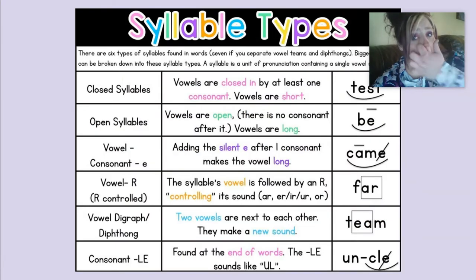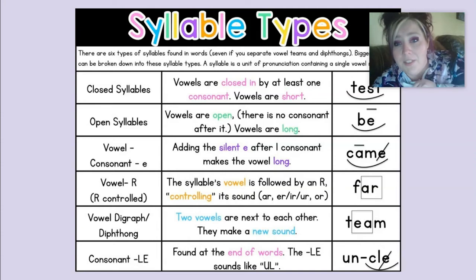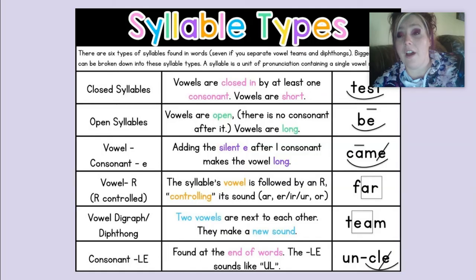So let's keep moving. There's a bunch of different syllable types. There's 6 types of syllables found in words, 7 if you separate the vowel teams and the diphthongs. The biggest ones can be broken down into syllable types. We have our closed and open syllables, and we hit hard on that one. We will go back to open and closed syllables all the time. Remember, we know if syllables are open and closed based off of if they have long or short vowels. We always use that. So this is really the most important one, if something is an open or closed syllable. We'll talk a little bit more about that because they're coming up.